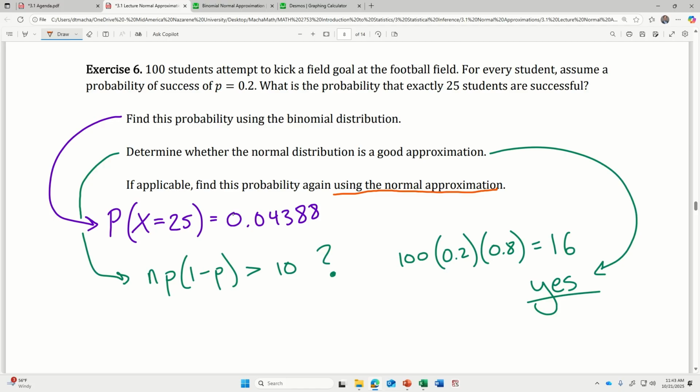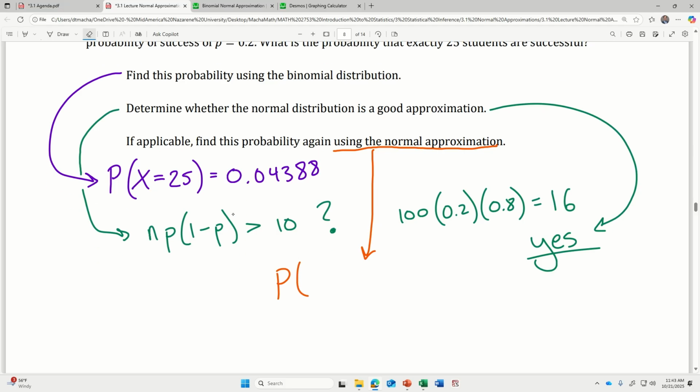Next, we want to find the probability again using the normal approximation. And I know if I use the normal approximation and I say x has to be exactly equal to 25, that's going to give me a probability of 0. So instead, I try to find the probability that x is between 24.5 and 25.5.